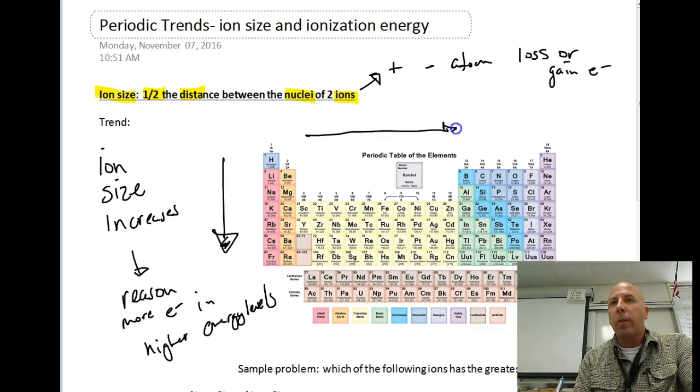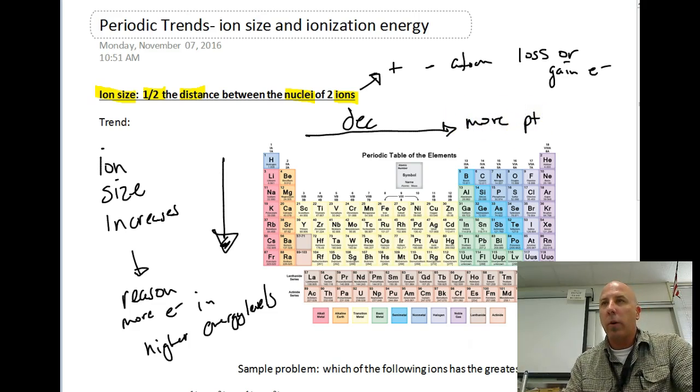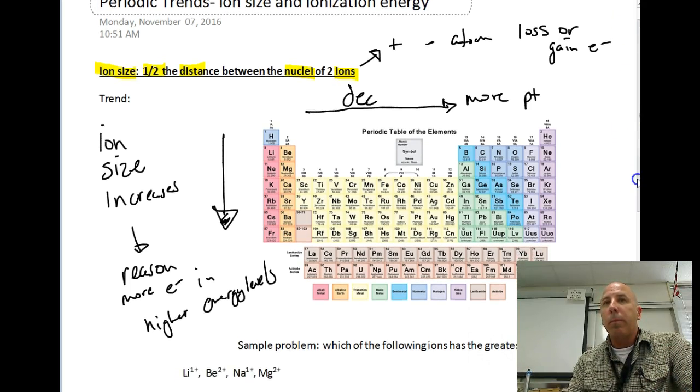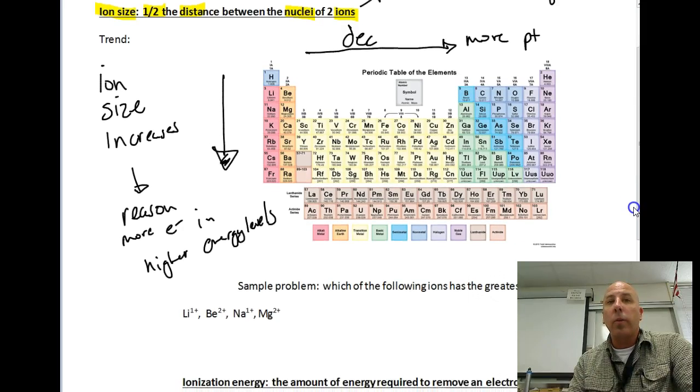And then again to the right, the opposite holds true. We decrease to the right due to more protons, that increased nuclear charge. So now we can ask questions once again about ion size. So here's our sample problem.